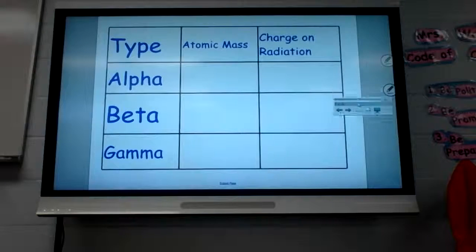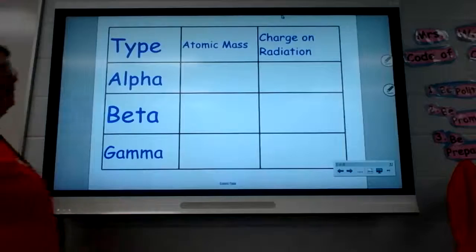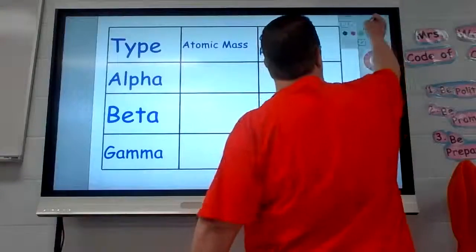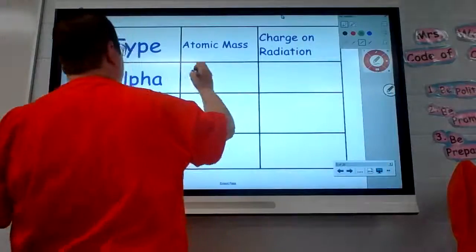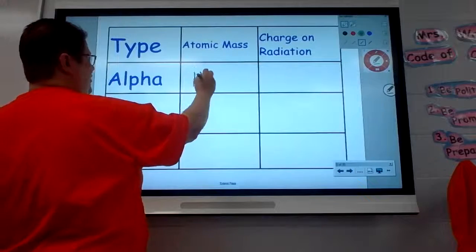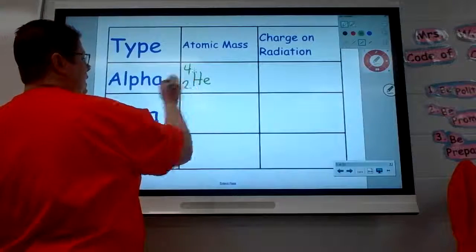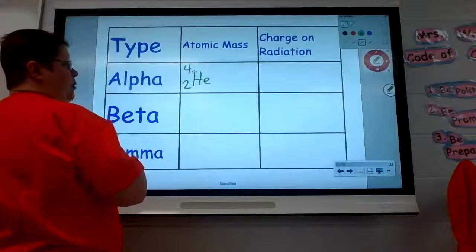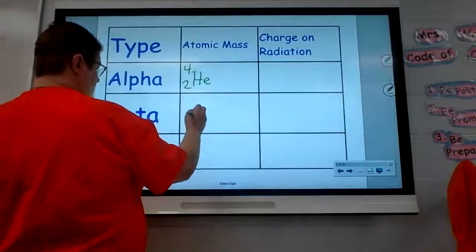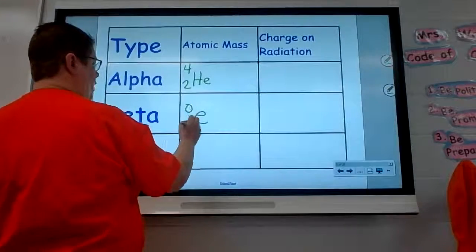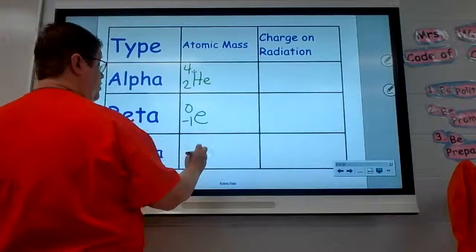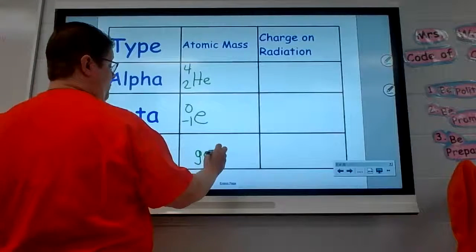All right, so yesterday when we did this, what was the symbol for alpha and beta and gamma? Because we're going to use these today. Alpha has the 4 on top and the 2. Beta was the e with the 0 and the -1, and gamma we said we were just going to write as gamma.